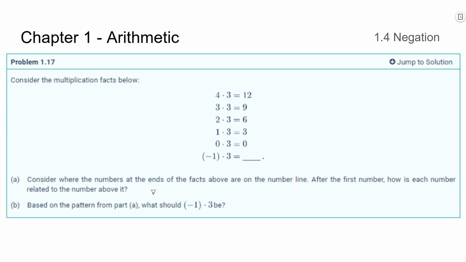Consider where the numbers at the ends of the facts above are on the number line. After the first number, how is each number related to the next number? And based on the pattern, what would the next number be?